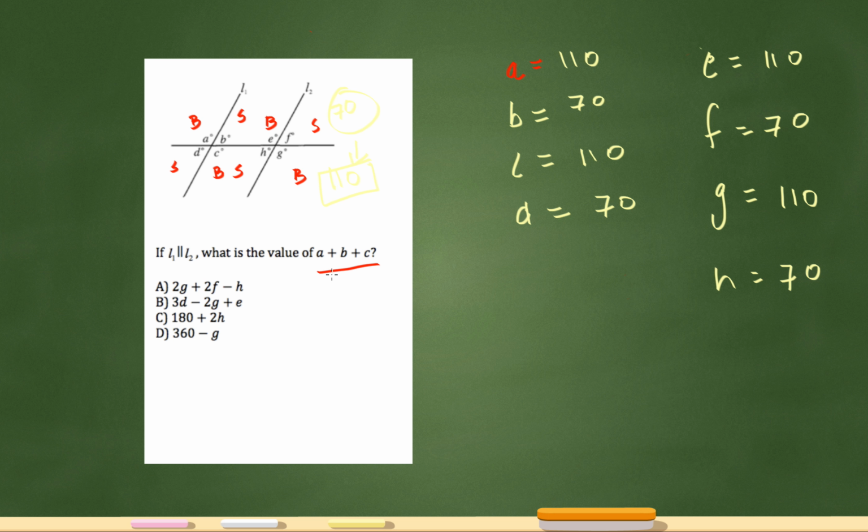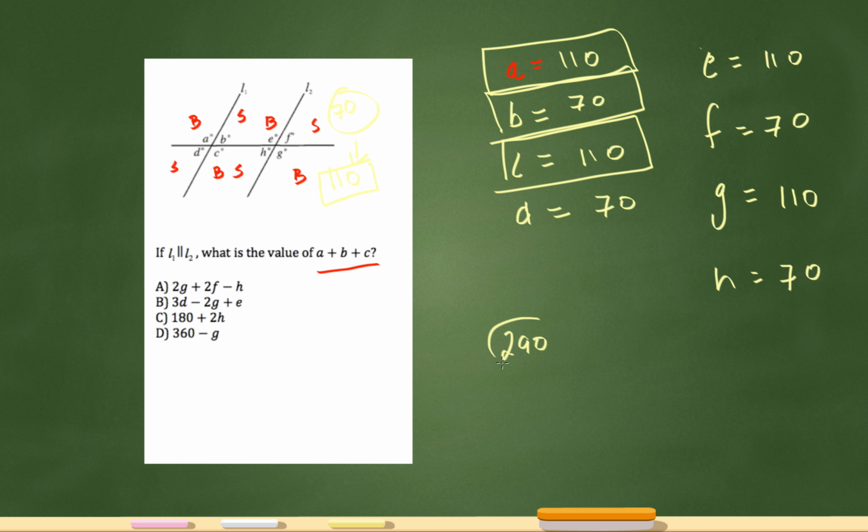Let's get to the question. The question is saying, what is the value of A plus B plus C? So here's A, here's B, and here's C. So what is A plus B plus C? 110 plus 110 is 220. 220 plus 70 is 290. So A plus B plus C is 290.